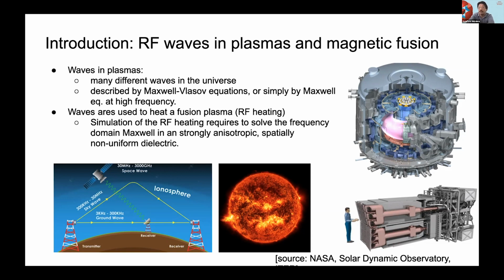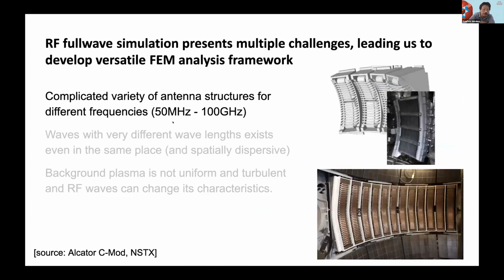And this is a picture of ITER being built in southern France. And this on the bottom is the antenna structure to launch the waves. So what we want to model is how the radio frequency wave is launched from this complicated and gigantic antenna structure and how it propagates to the plasmas. And mathematically, this kind of simulation boils down to solving the Maxwell equation in the frequency domain, but with very strongly anisotropic, spatially non-uniform dielectric materials, and sometimes spatially dispersive materials. And such a simulation presents a variety of challenges, which leads us to the development of a versatile finite element analysis framework I'll talk about later.